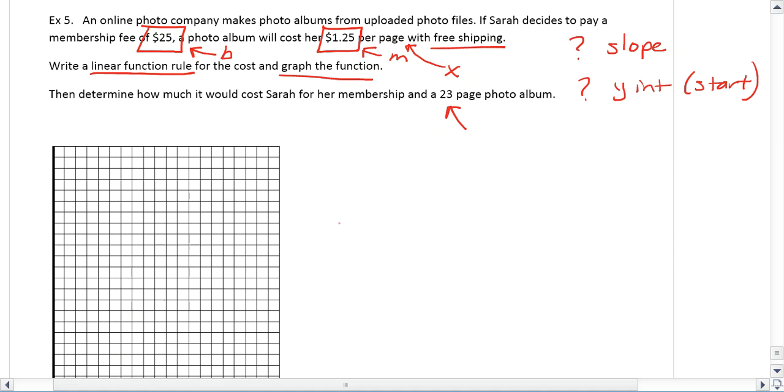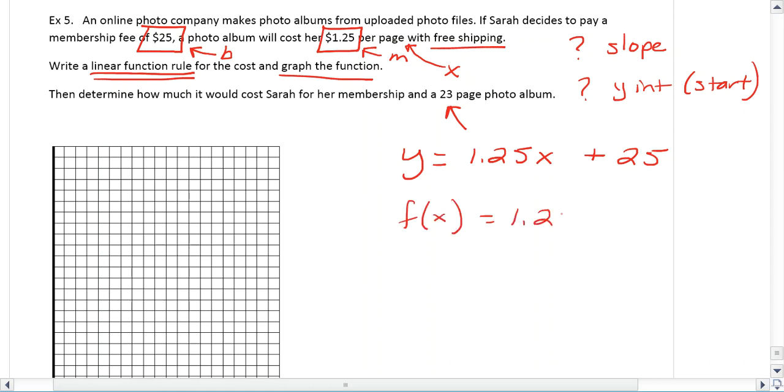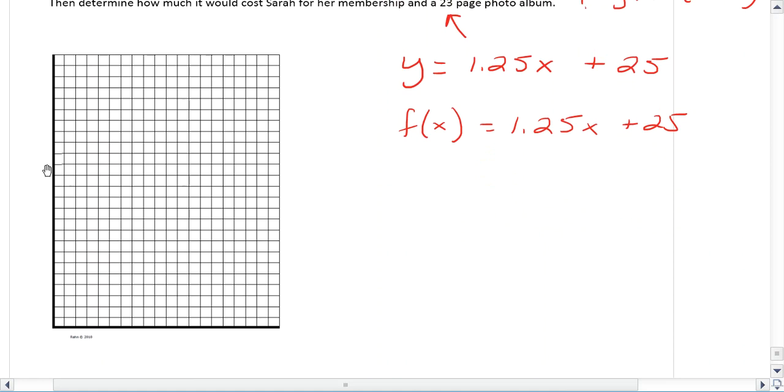So again, the $25 is the start, so I'm going to just go with the y equals. The slope is $1.25. The x is how many pages, and this $25 is what she paid for her membership. So now we need to write this as a linear function rule, so let's put it in function notation. f of x equals 1.25x plus 25. Now let's graph that over here.